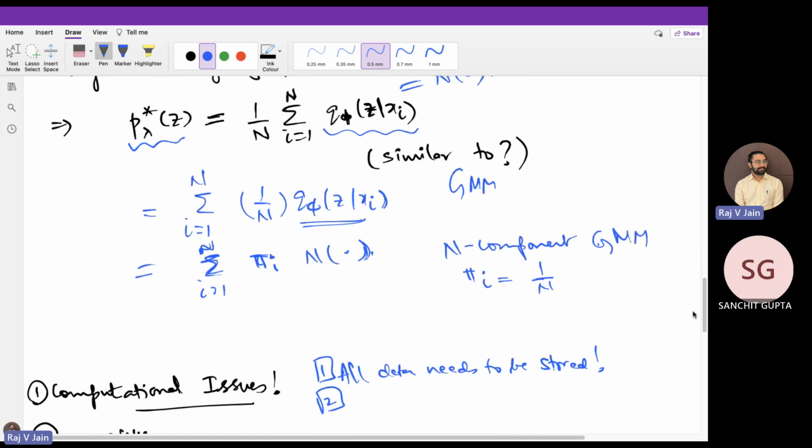So sampling is an issue because you need to store all data, and for every iteration, go through the whole data. This is something that we don't want to do.